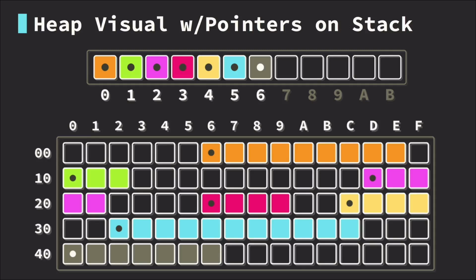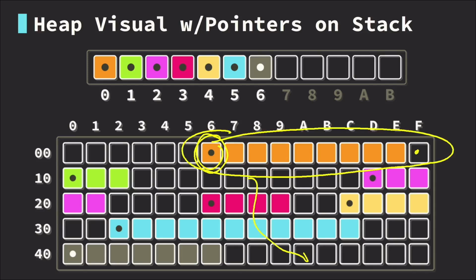So if we wanted to add 2 more elements to this orange vector, we only have room for 1. So what will happen is this entire vector will get copied somewhere else, and then the pointer will be updated to point to this new location right here. And then you'll have more memory available to increase the size of your vector.